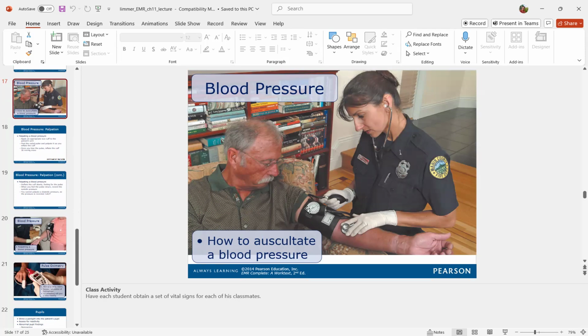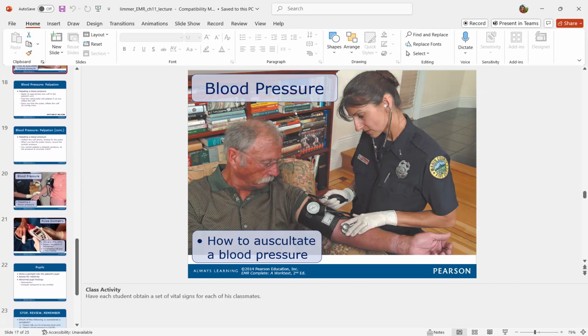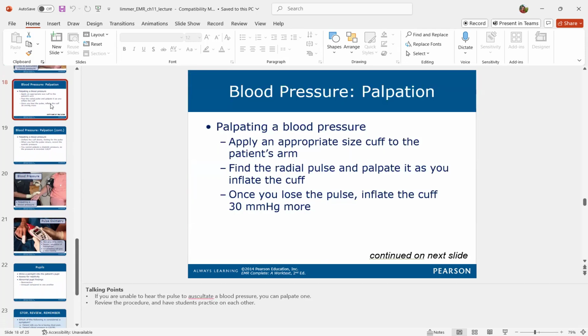And once you hear that first heartbeat, that's your top number, and you'll hear it, you'll hear it, you'll hear it. When you don't hear it, that's your bottom number. You can just deflate the rest of the cuff for them. So that's by auscultation. If you are in a noisy area, or maybe you don't have a stethoscope with you, you can also do it by palpation.